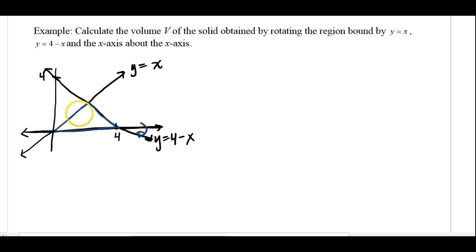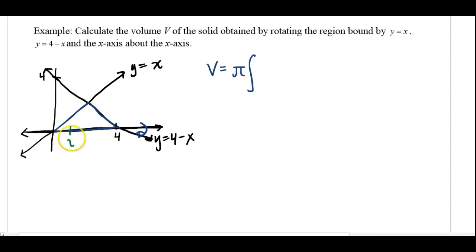So now, what I need to think about is top minus bottom. That's going to tell me the radius. So remember, we're going to our formula here, which is pi times the integral from the values along the x-axis of top minus bottom, or the radius of my circle, squared. But something unique happens in this problem. There is a different top and bottom function depending on where I'm at on the x-axis.